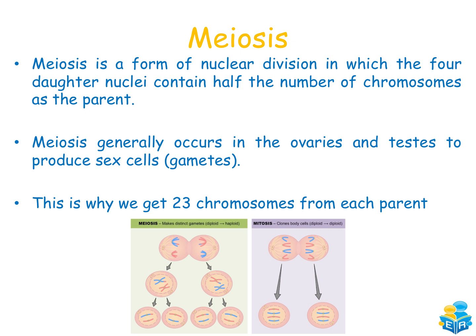Now, the other type of cell division after interphase which can occur is meiosis. So meiosis is a form of nuclear division in which 4 daughter cells are produced, but they will only contain half the number of chromosomes as the parent. Meiosis generally occurs in the ovaries and the testes to produce sex cells, known as gametes, and this is why we get 23 chromosomes from each parent, because remember, we want the full cell to have 46. We couldn't have 46 being passed off from one parent and 46 from another parent, because then we'd end up with a genetic disorder. Okay, we have to have 23 and 23, which will combine to give us the 46.